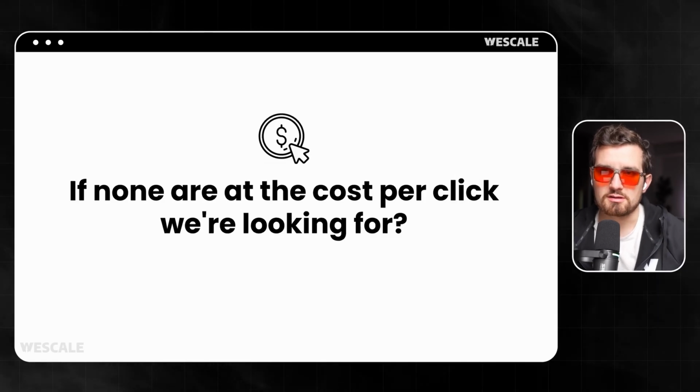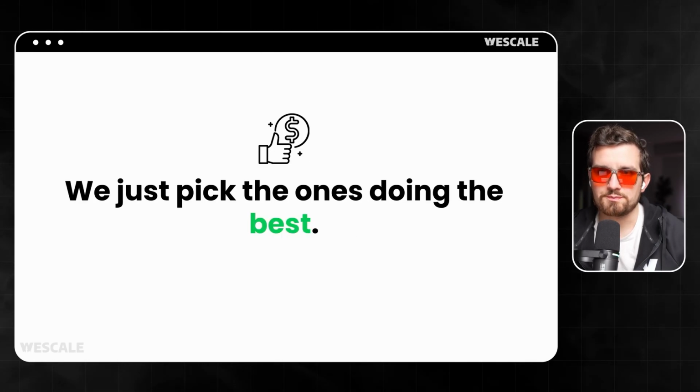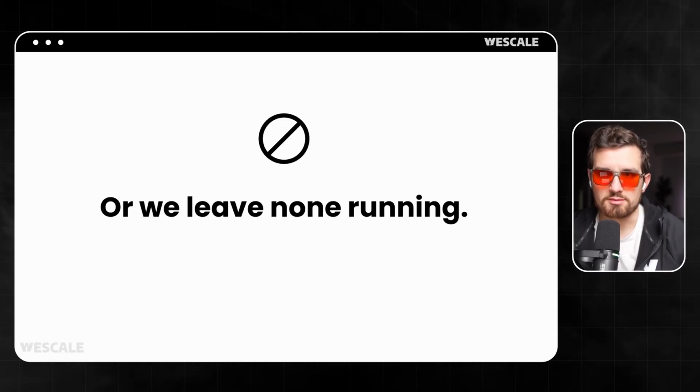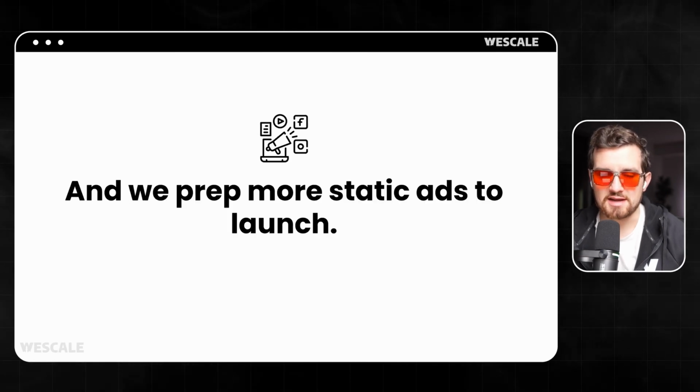Now, the question that might come up is, what do we do if, when we looked at the catalog ad, there were none that were in the cost per click range that we're looking for? We just pick the ones that are doing the best, or we leave none of them running. And so we put them in the winning ad set. And at the same time, we were prepping more static ads to launch.